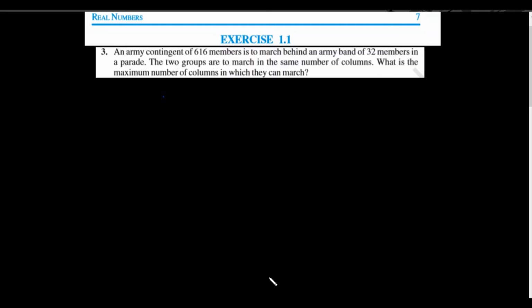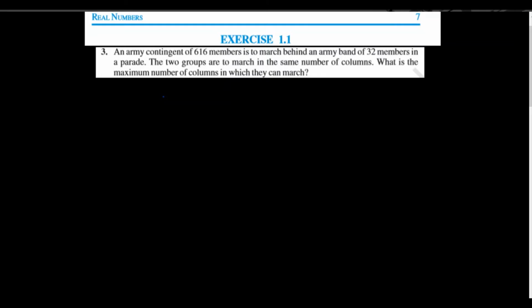Moving forward, let's solve question number 3 of exercise 1.1 real numbers. The question says an army contingent of 616 members is to march behind an army band of 32 members in a parade. The two groups are to march in the same number of columns. What is the maximum number of columns in which they can march?